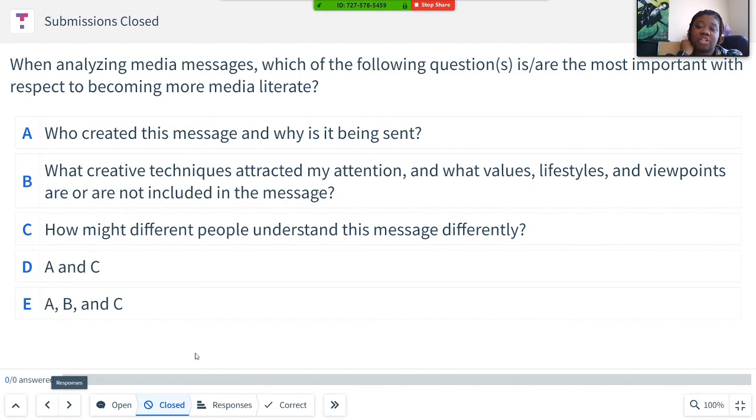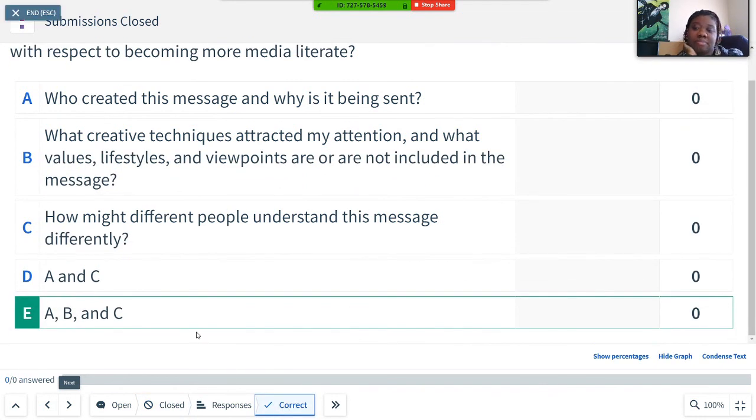We got one for D. It's E, A, B, and C. You need to know who created this message and why it's being sent. What techniques are being used to attract your attention, and what values, lifestyles, and viewpoints are or are not included. Then, of course, how might different people understand this message differently?